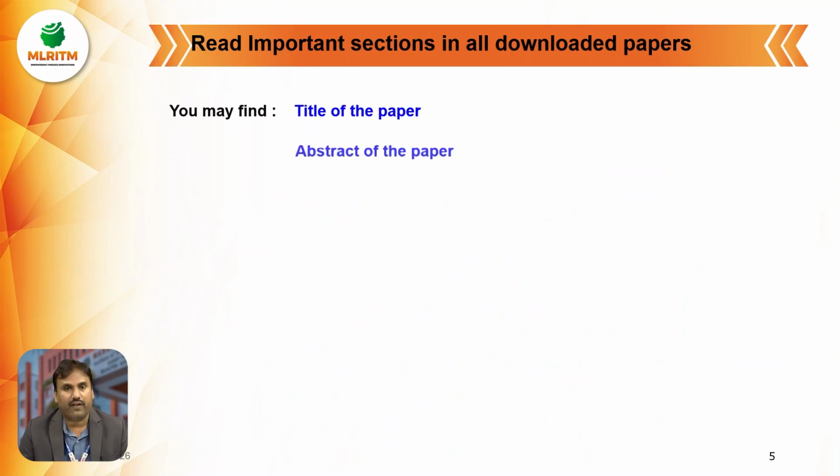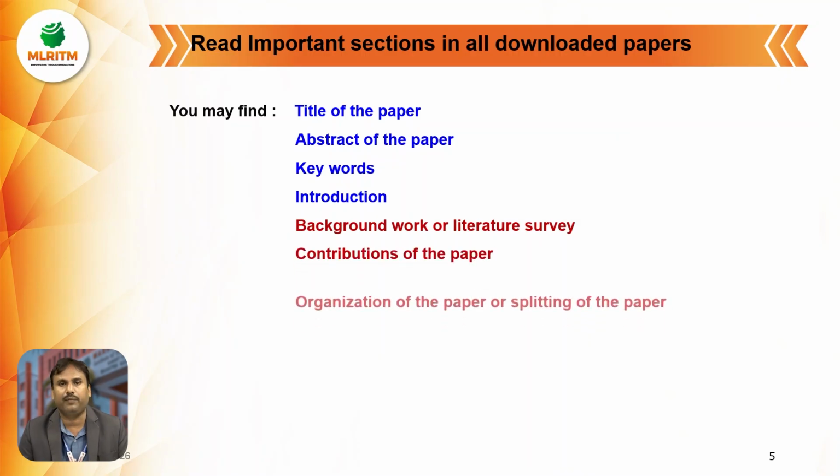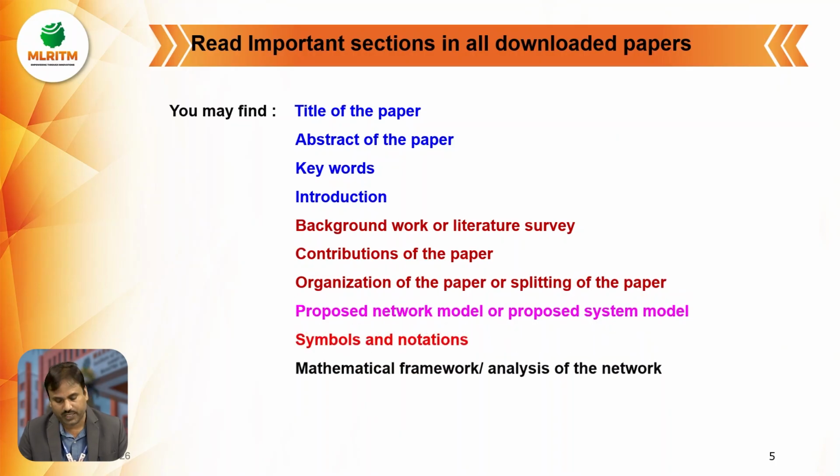Next, in any paper you will find the title and the abstract. I'm describing a published paper. Because you are a beginner, you don't know what things are there in a published paper, so you are choosing the easiest one or two papers. Definitely there will be the title, abstract, keywords, introduction, background work and literature survey, and the contribution of the paper. This is a very important section. Then the organization of the paper, the proposed network model, and symbols and notations.